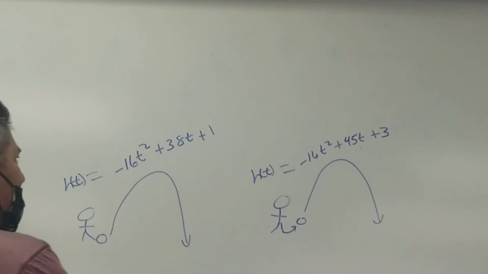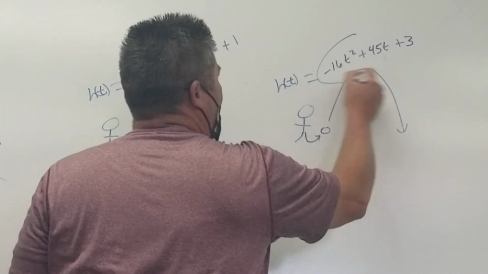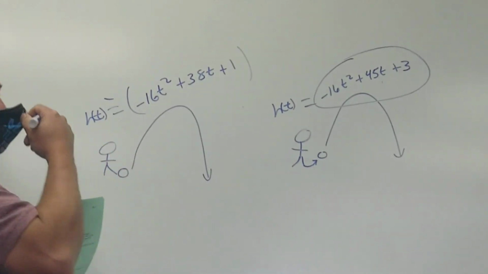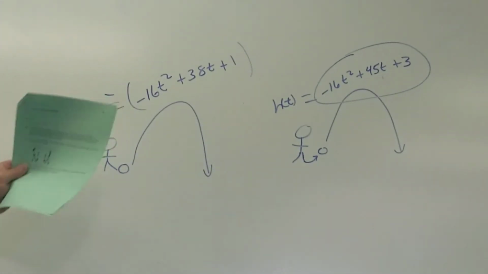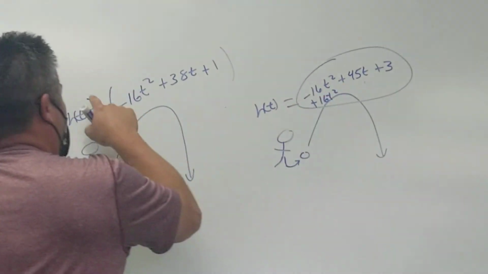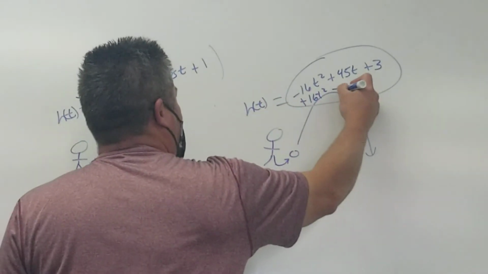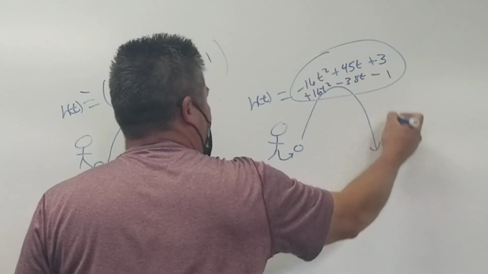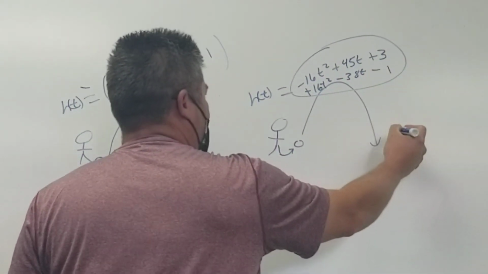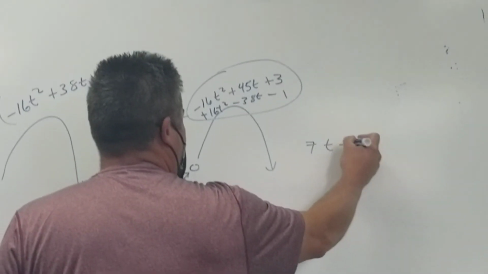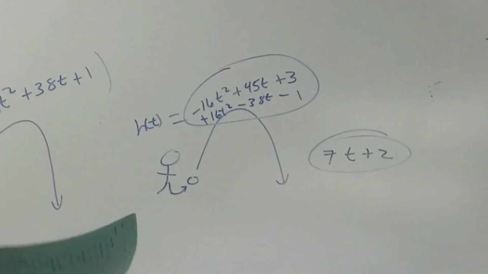Everybody with me? So I'm just taking this one and minusing. Now when I minus this, I have to distribute a what? A negative all the way through. So I'm going to have a plus 16t squared. I'm going to have a minus 38t. And I'm going to have a minus 1. So the difference between these is going to be 7t plus 2, right?